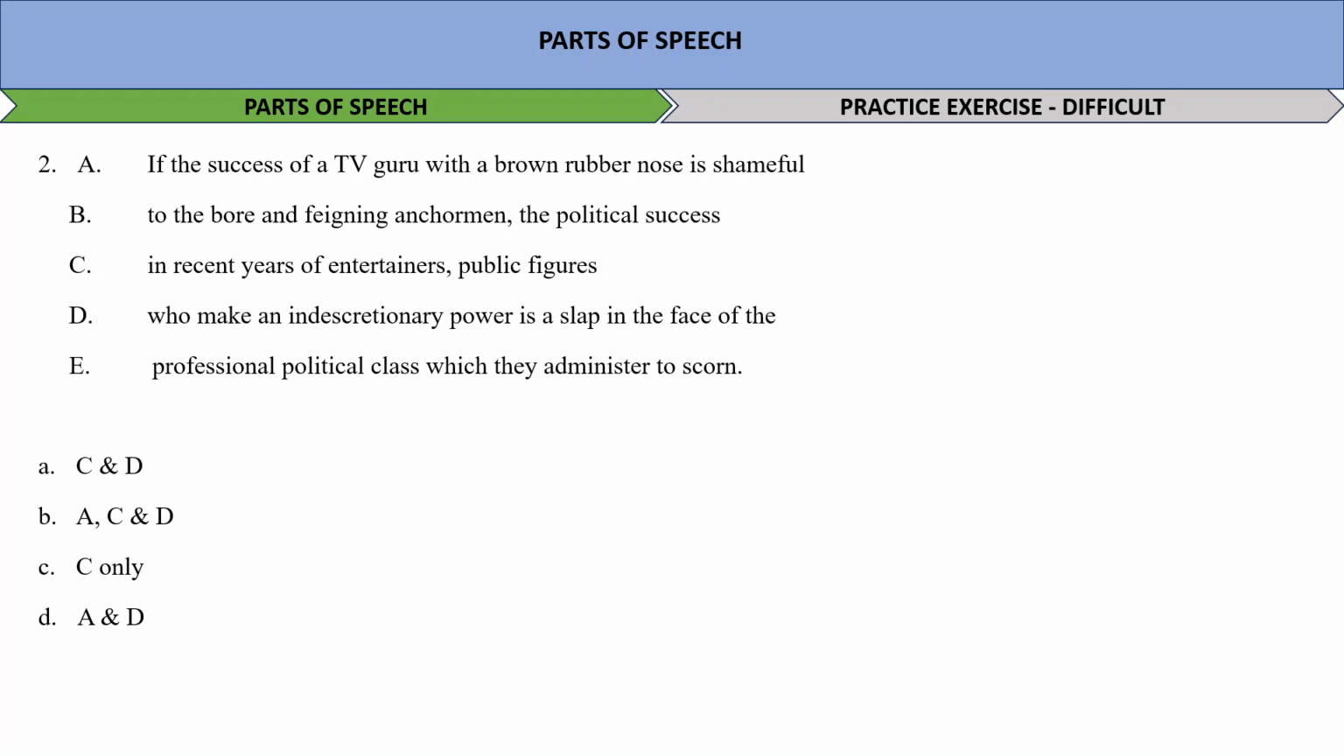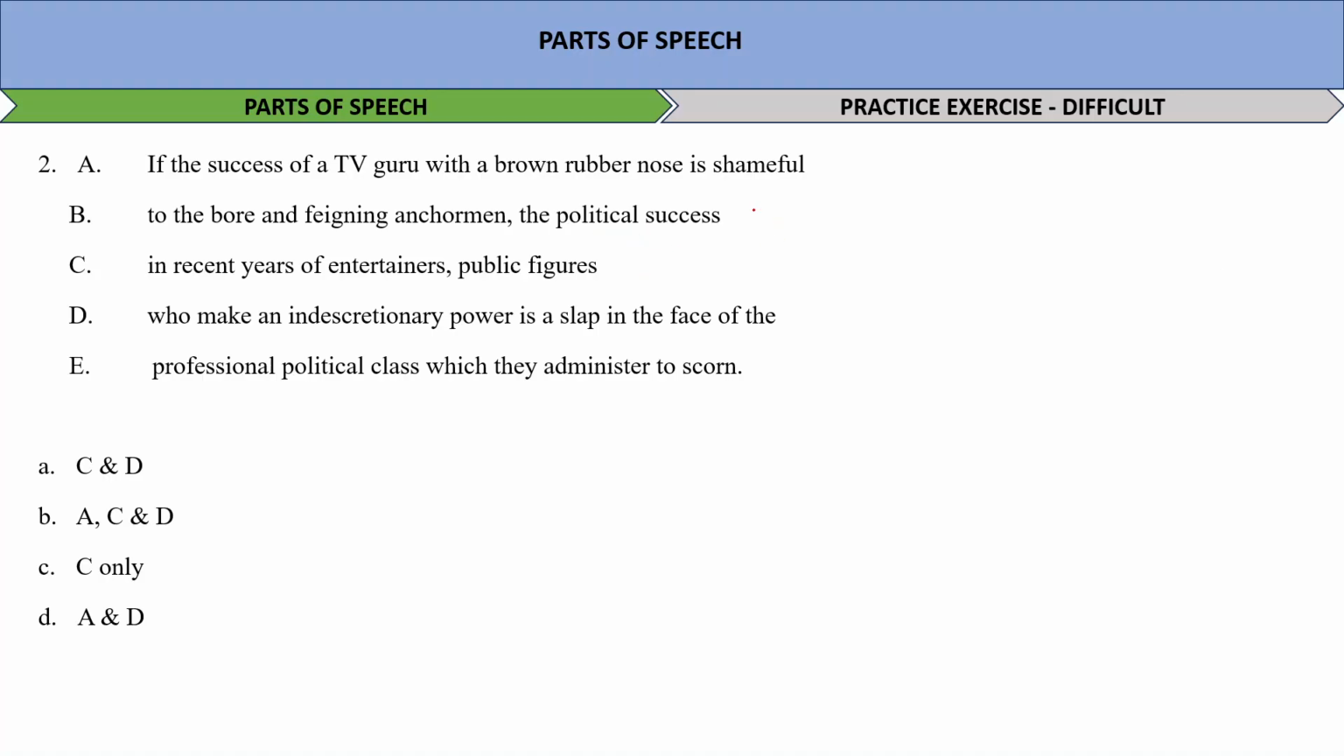So brown rubber and nose, all brown rubber is being used for nose is shameful to the bore and feigning anchorman, the political success in recent years. See, it says in recent years of entertainers. So shouldn't it be like the political success of entertainers? I cannot connect sentence B with C when I read in recent years of entertainers.